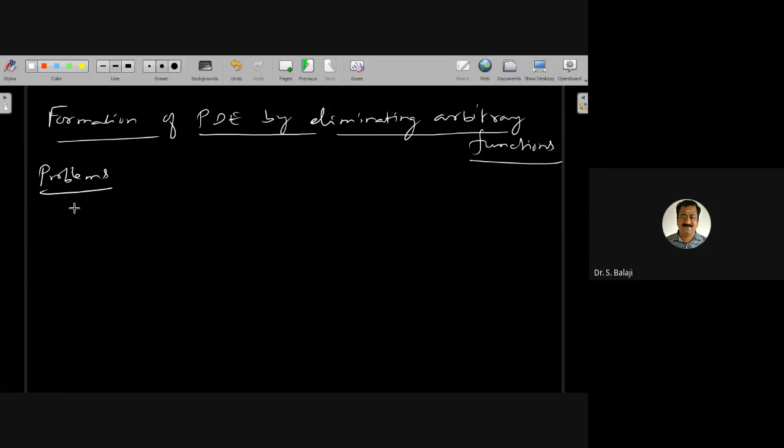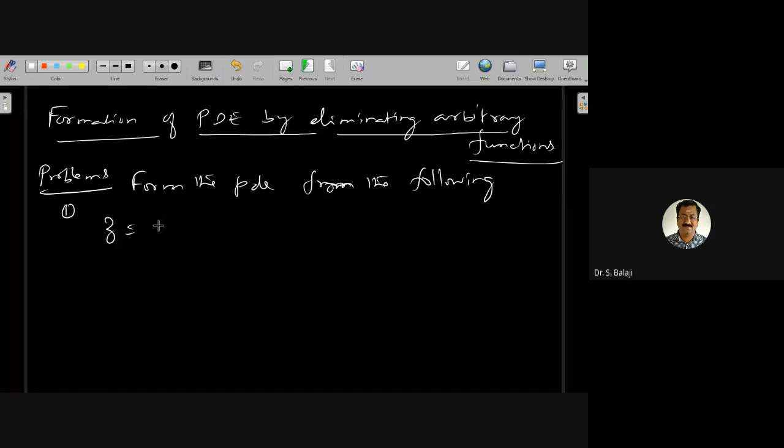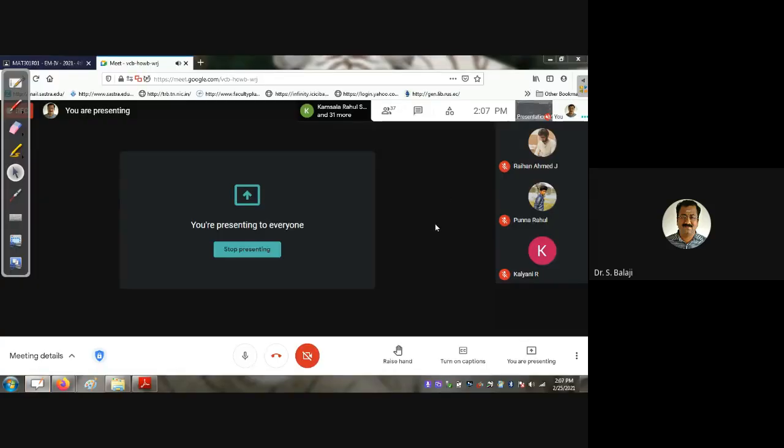Problem number one. Form the partial differential equation from the following. Problem number one is z equal to x square plus 2 times a function of 1 by y plus log x.